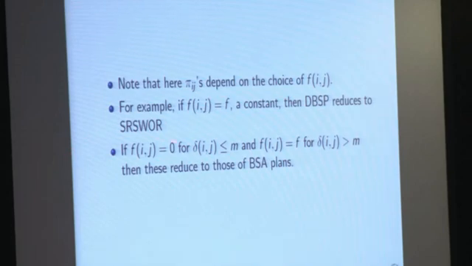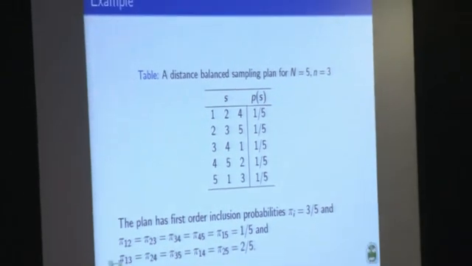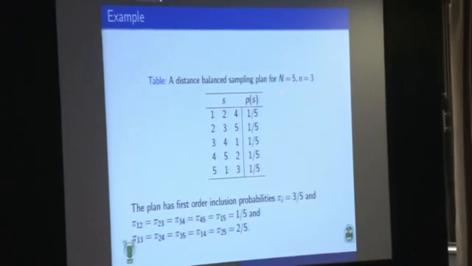And if we assume that it is 0 for distances up to a certain m and constant for distances above m, then it will lead to BSA plans. So it is a bigger class of designs compared to the BSA plans. And one example of such a plan is, say, population size 5, sample size 3. So these are the possible samples in the sample space, and these are the probabilities of selection for each of them.